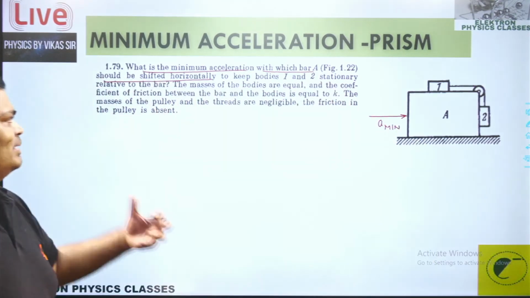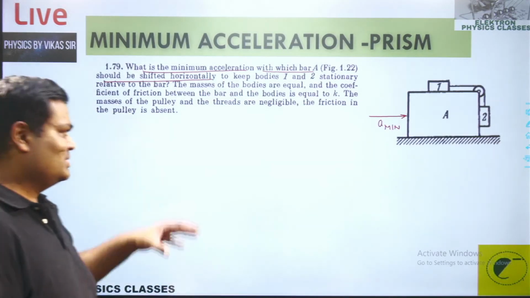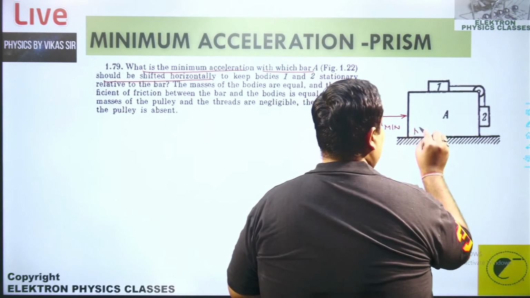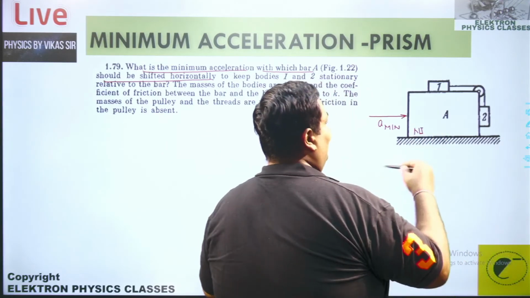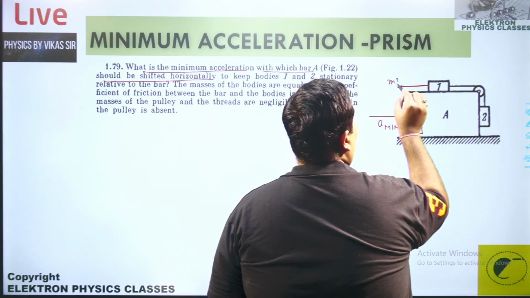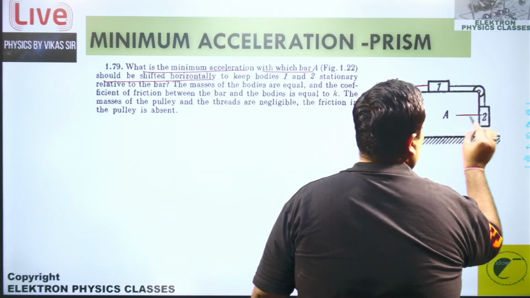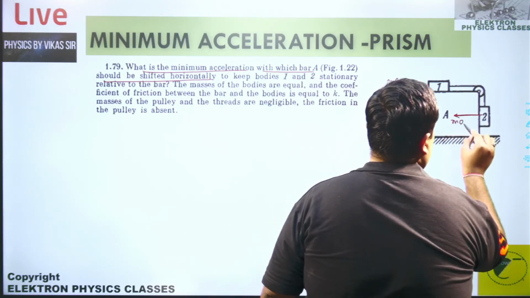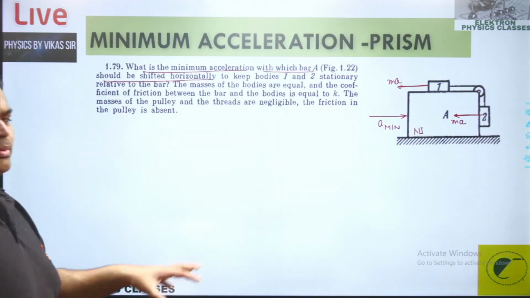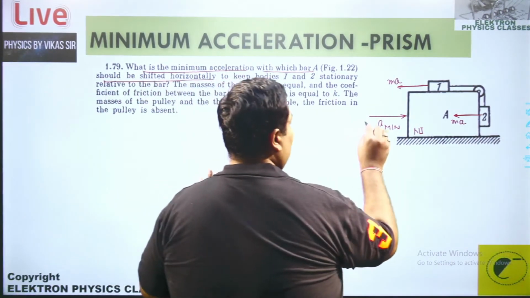Now, there must be some force applied on it which causes this acceleration. But altogether, it becomes a non-inertial frame and should be acted upon by the pseudo forces. That should be M into A. They are of identical masses, and M into A like this. A is over here as a minimum acceleration.